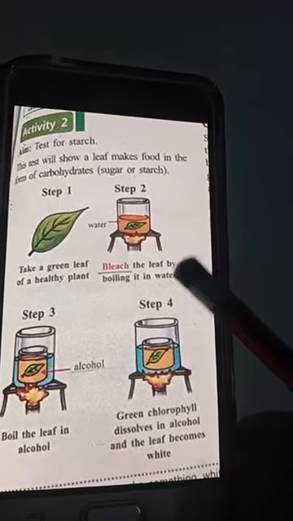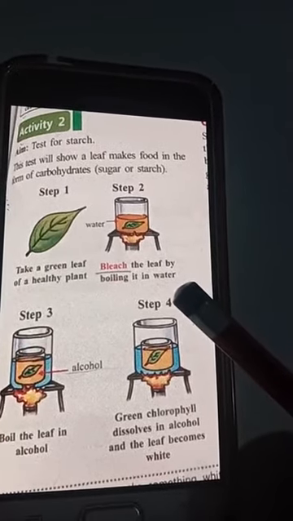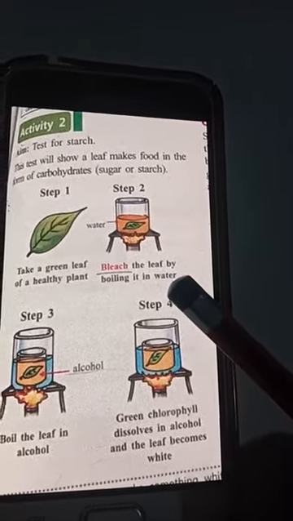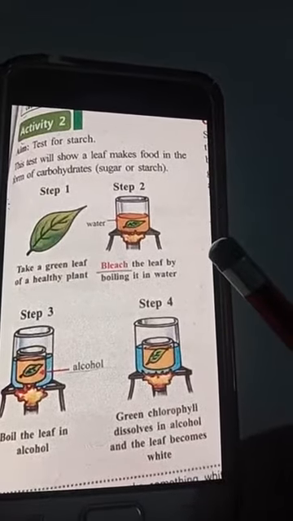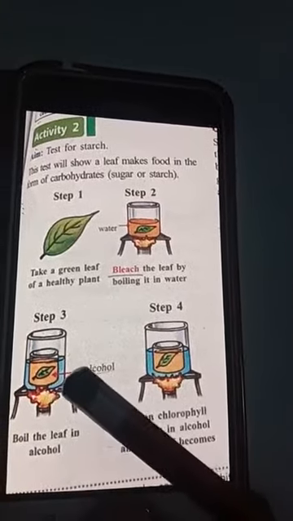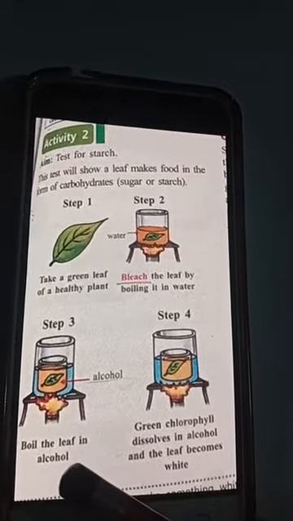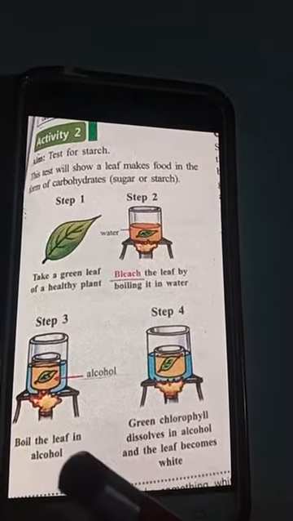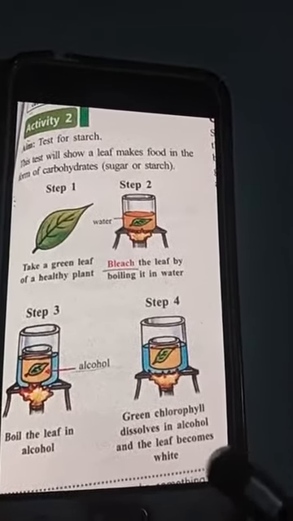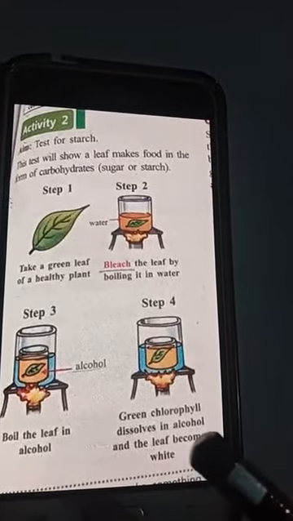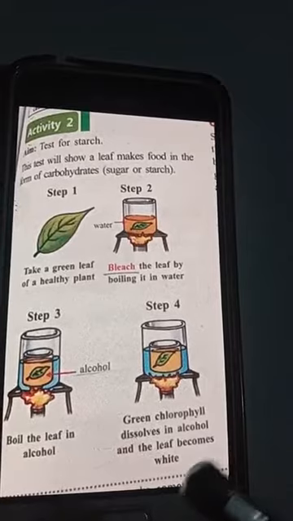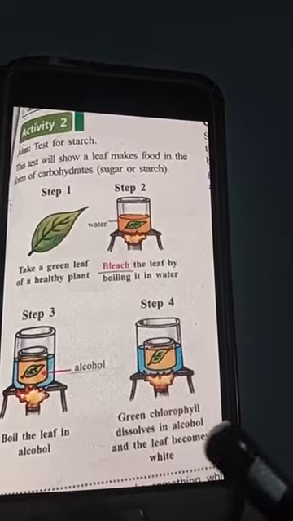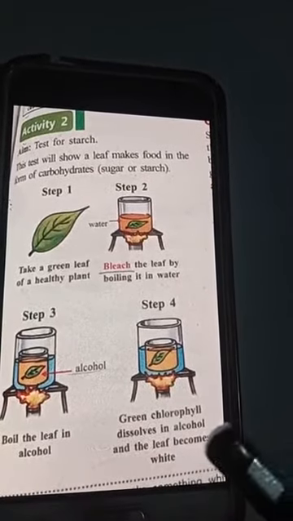Now step 2, bleach the leaf by boiling it in water. What do you mean by bleach? To make something white in color. So bleach the leaf by boiling it in water. Step 3, boil the leaf in alcohol. Step 4, green chlorophyll dissolves in alcohol and the leaf becomes white.